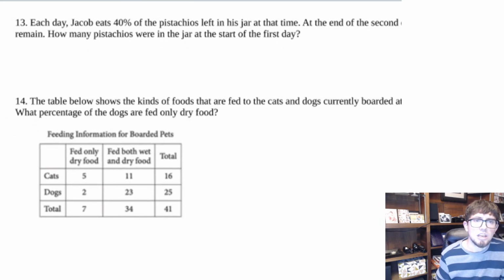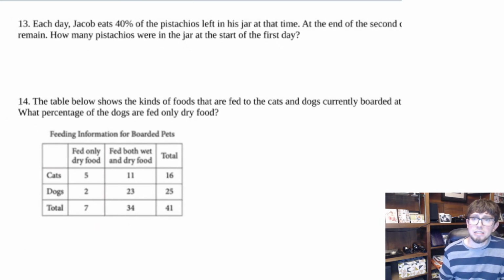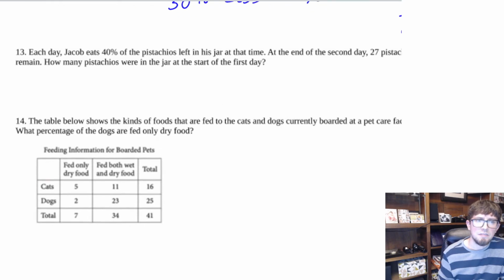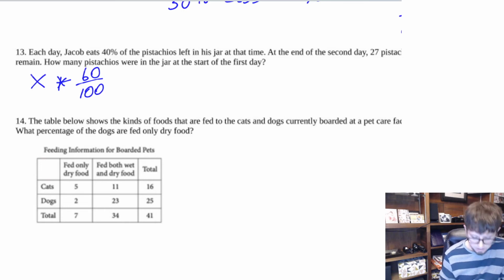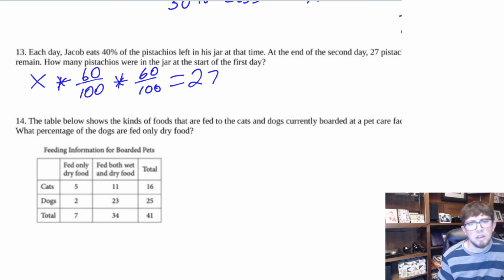Next up, each day Jacob eats 40% of the pistachios left in his jar at that time. At the end of the second day, 27 pistachios remain. How many were in the jar at the start of the first day? So we started with some number x, and we multiplied by 60 over 100 because we ate 40%. And we multiply by 60 over 100 again because we ate another 40%. And at that point we had 27. How could we work backwards? Well, it turns out we can divide to cancel these things out. If we want to do percentages in reverse, instead of multiplying, we can divide.